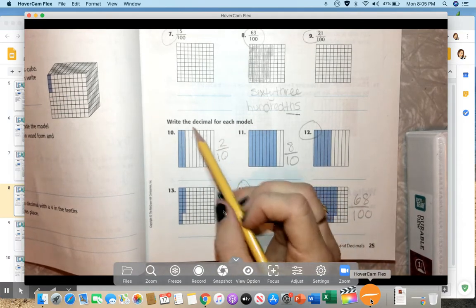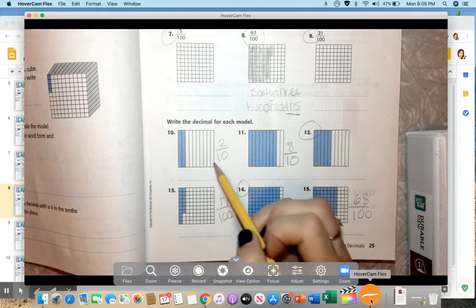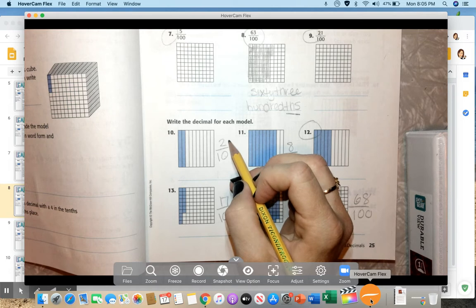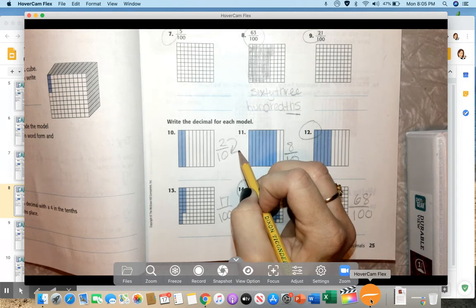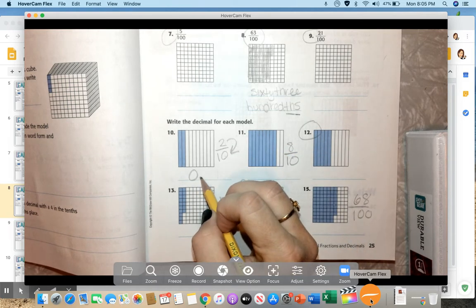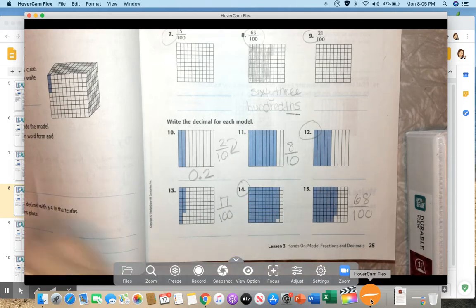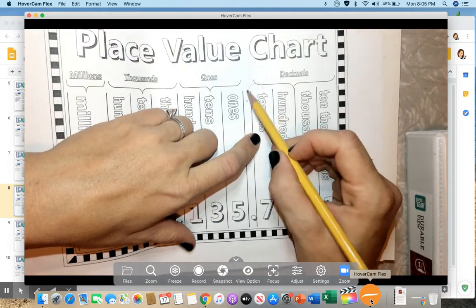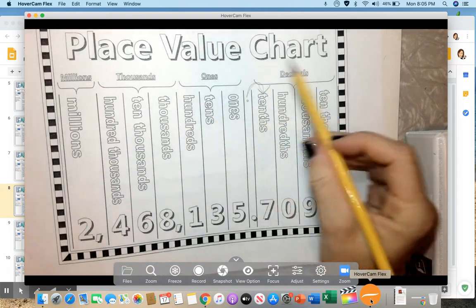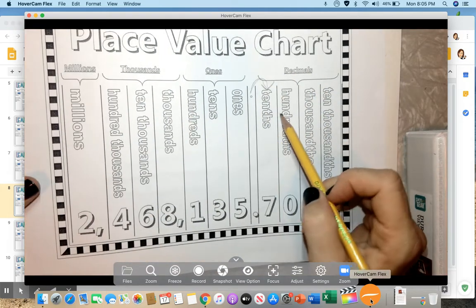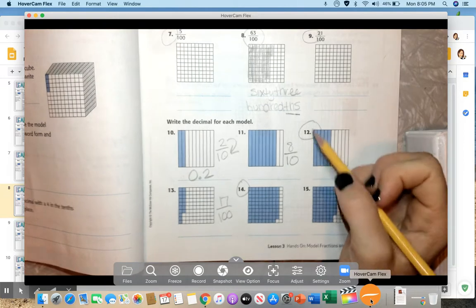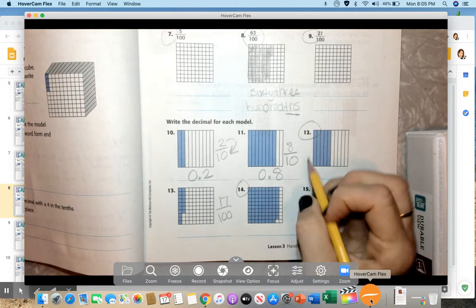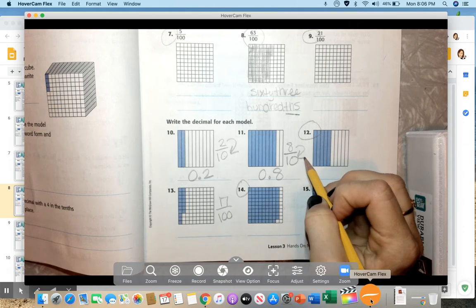So now they want me to just write the decimal form of this model. So everybody say 2 tenths. That means I need a 2 sitting in the tenths spot. So that would be 0.2. Because remember, on your place value chart, the tenth spot is right behind the decimal. So have this out to help you know where to place the digits. This is 8 tenths, so this would be 0.8 because I needed 8 in the tenth spot.